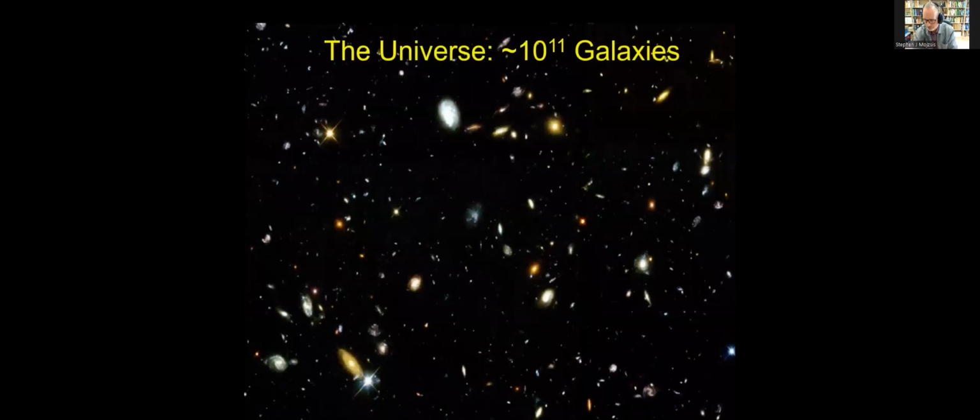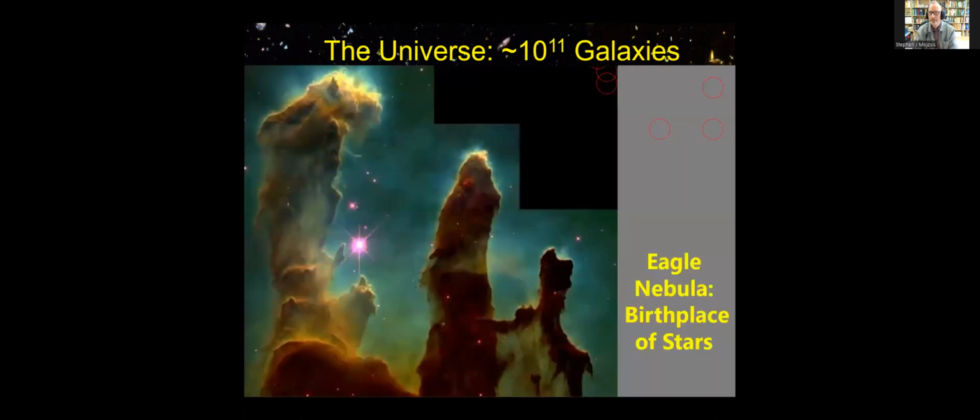So the universe has something on the order of 10 to the power of 11 galaxies. And our own galaxy has something on the order of 200 billion stars, or 2 times 10 to the 11 stars. So there are at least as many stars in our galaxy as there are galaxies in the universe.